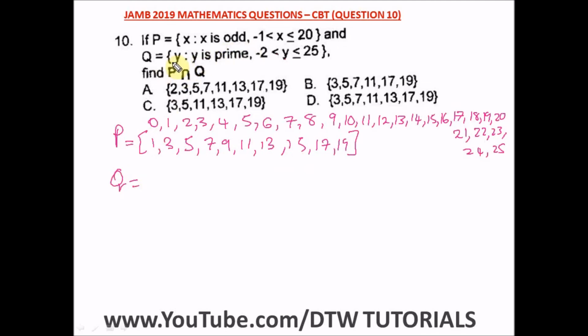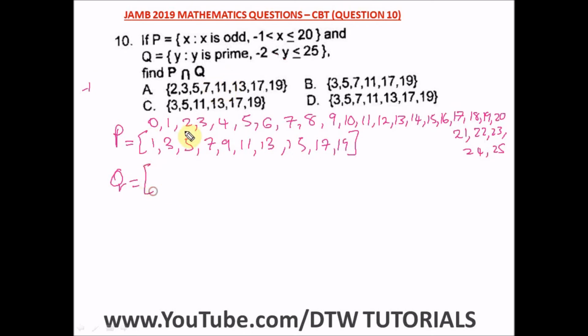Q is a prime number. Remember the definition of a prime number: it is a whole number greater than 1, so it is not 1, whose only factors are 1 and itself. Here Y is greater than -2, so we're going to start from -1. Remember a prime number is a whole number greater than 1. So any prime number has to start after 1.